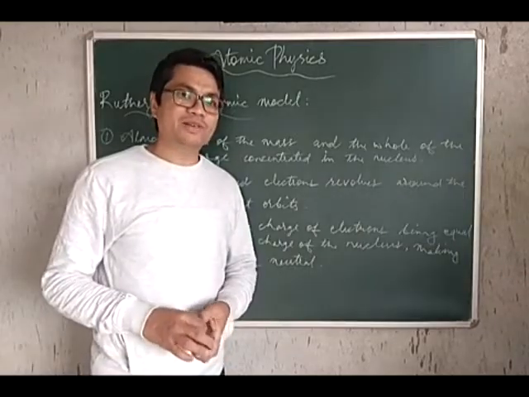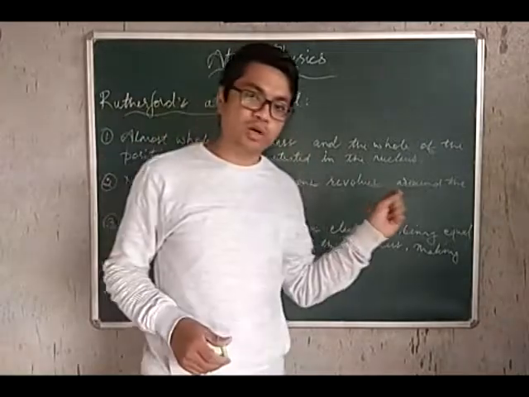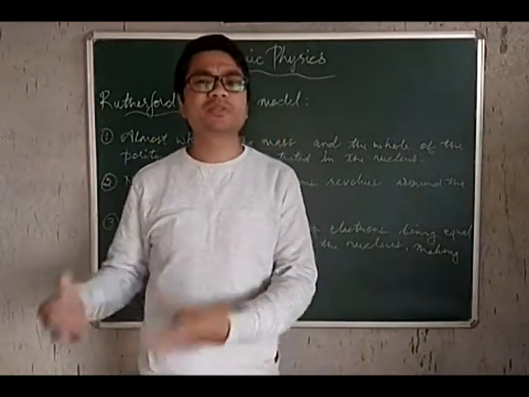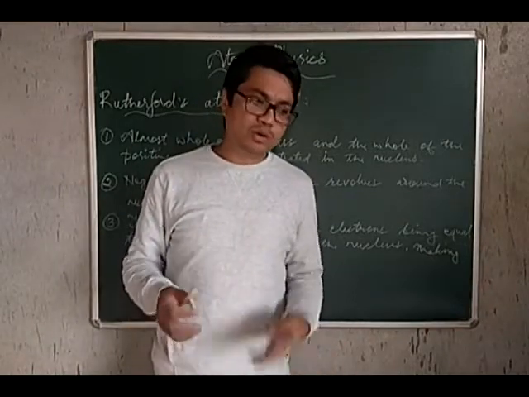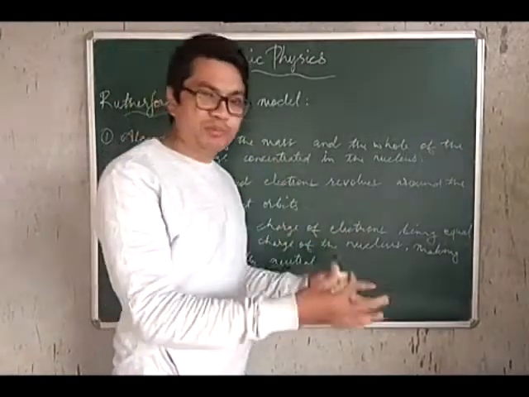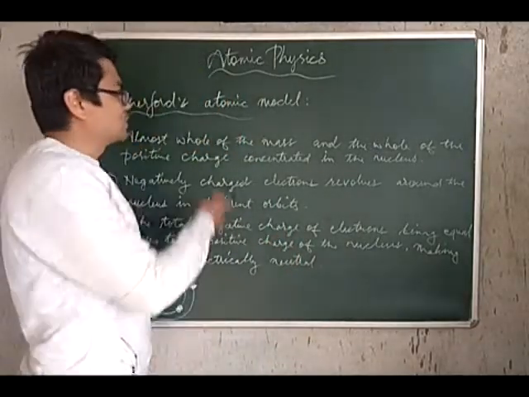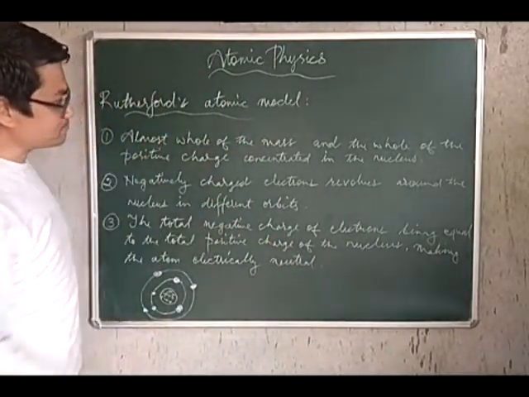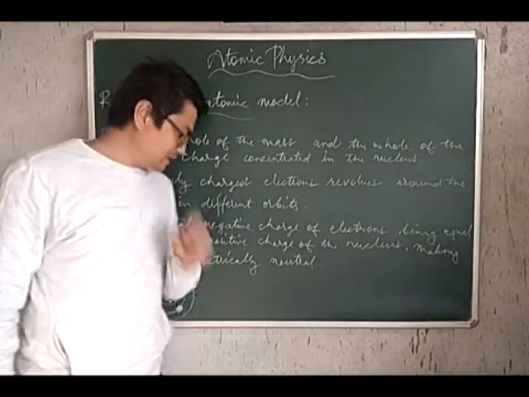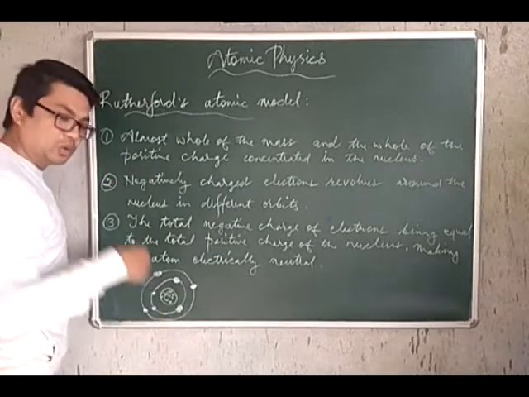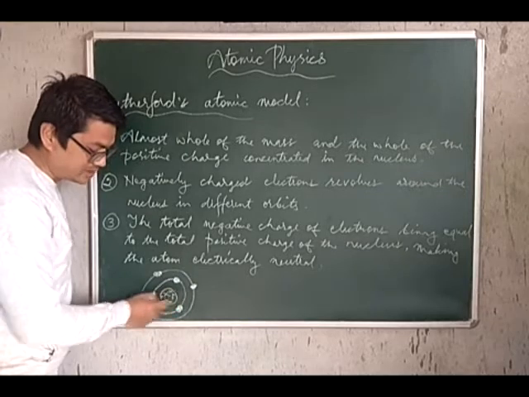So after the alpha ray scattering experiment came Rutherford's atomic model. I already told you there were so many different atomic models being given at that point of time. There was something like the plum pudding model also. So what Rutherford's atomic model told us is that the whole of the positive charge and most of the mass was concentrated in a very small point.